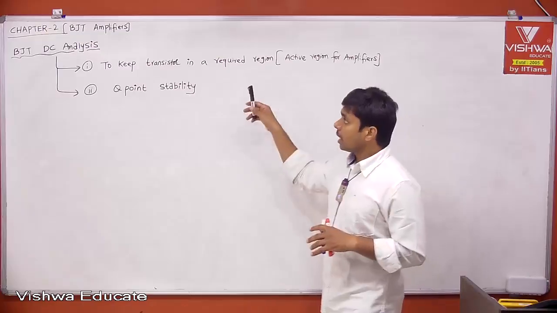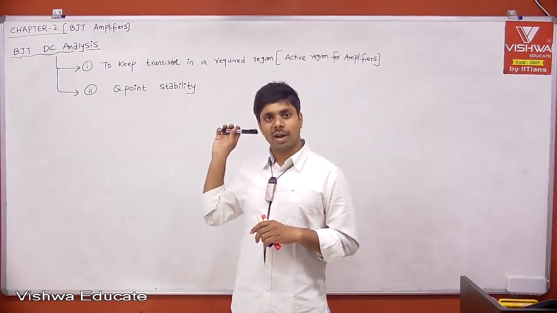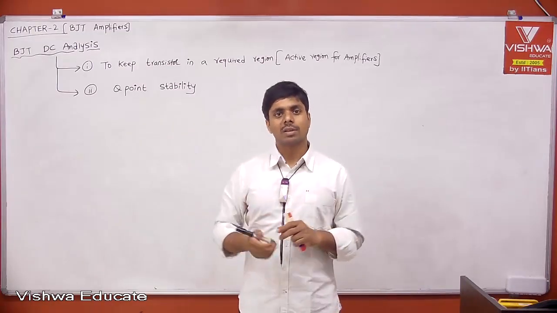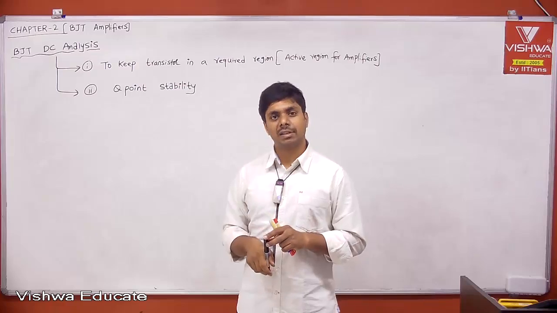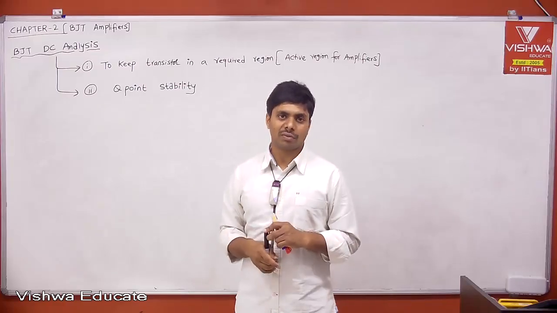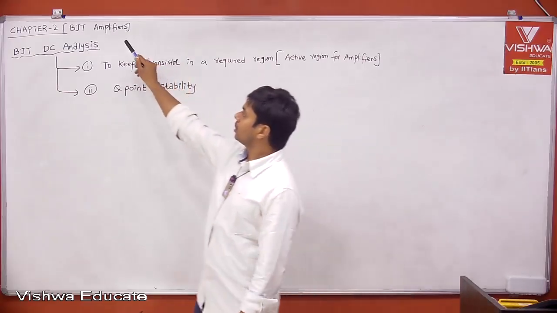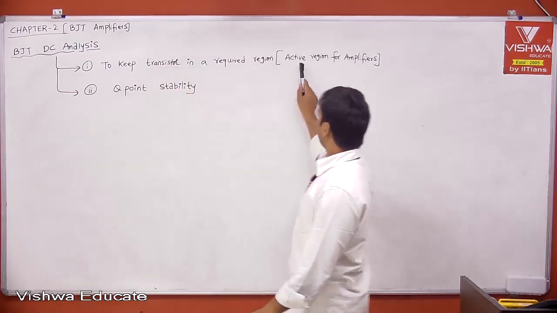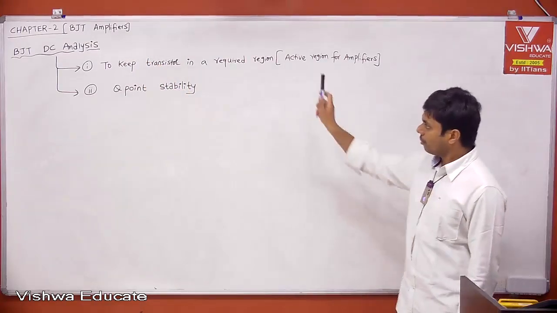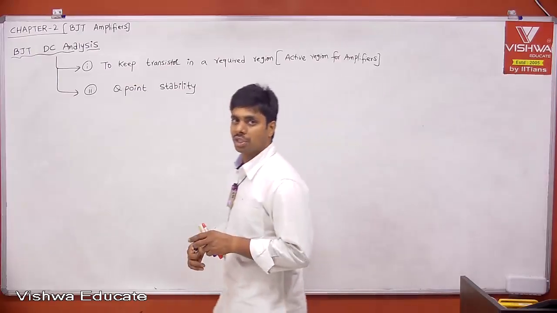Therefore, biasing or DC analysis is not only for amplifiers; DC analysis is also for RTL inverter, TTL inverter, ECL, all different logic families, right? But here I am speaking about amplifiers because we are under BJT amplifiers. Therefore, we want the active region for amplifiers, so we keep the transistor in the active region.